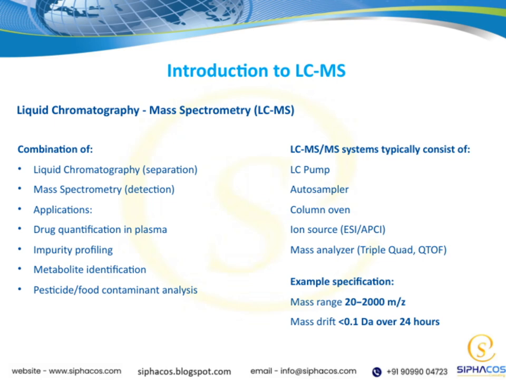This combination of liquid chromatography and mass spectrometry allows us to separate complex mixtures and detect compounds with high sensitivity and specificity. It's widely used in fields like drug quantification in plasma, impurity profiling, metabolite identification, and even pesticide or food contaminant analysis. Overall, LCMS is a versatile, powerful tool that plays a crucial role in modern analytical science, enabling us to analyze complex samples with precision and confidence.